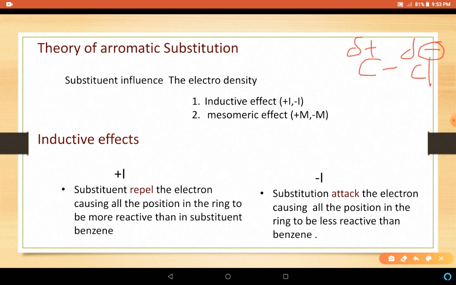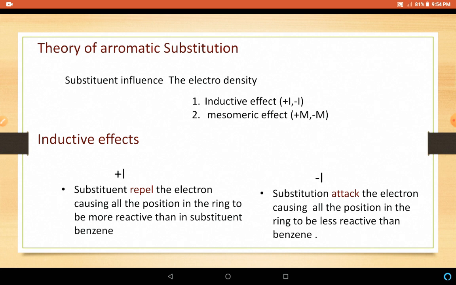In a positive inductive effect, carbon shows a positive inductive effect. The chlorine is pulling the electrons from the carbon. A negative inductive effect means the chlorine attracts electrons towards itself. That's why it shows the negative inductive effect.